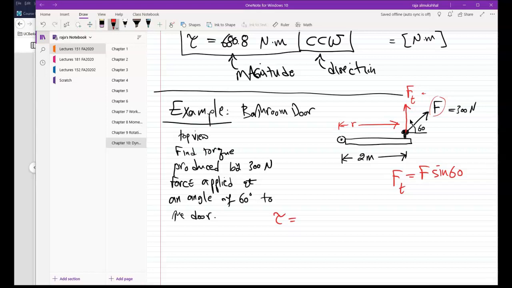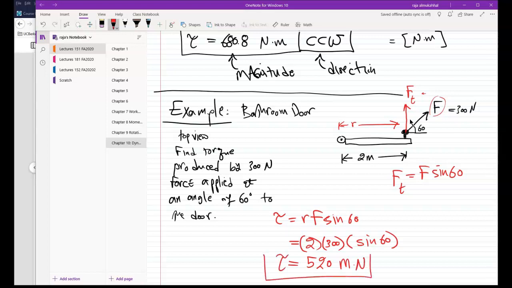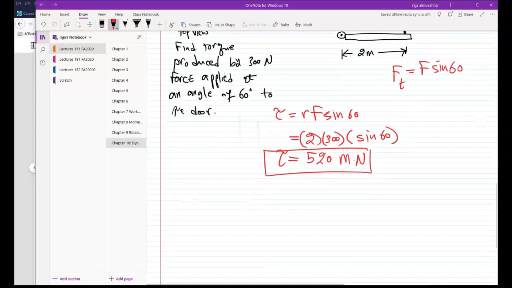So tau in this case is RF sine 60. Plug in everything: 2 times the force, 300, times sine 60, which is 0.866, and you will get 520. I'm just copying it for my notes. Meter Newton, and there we go.